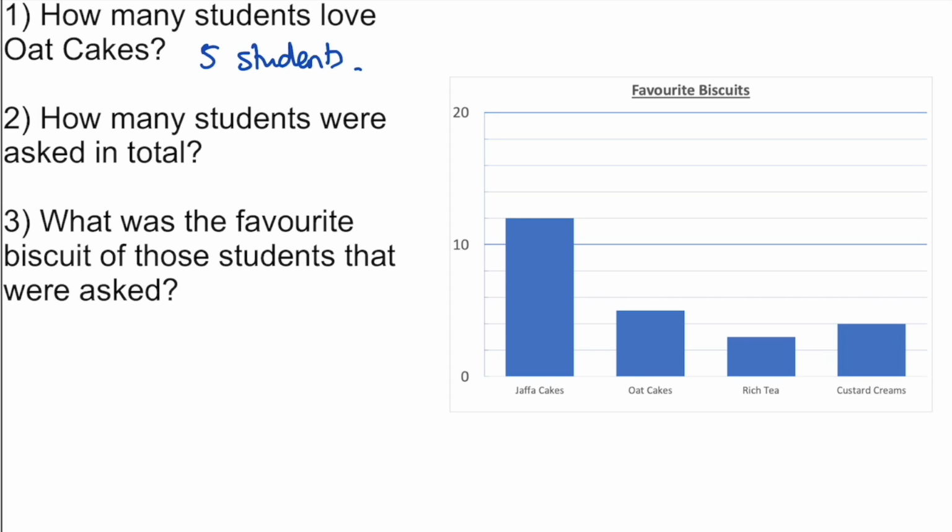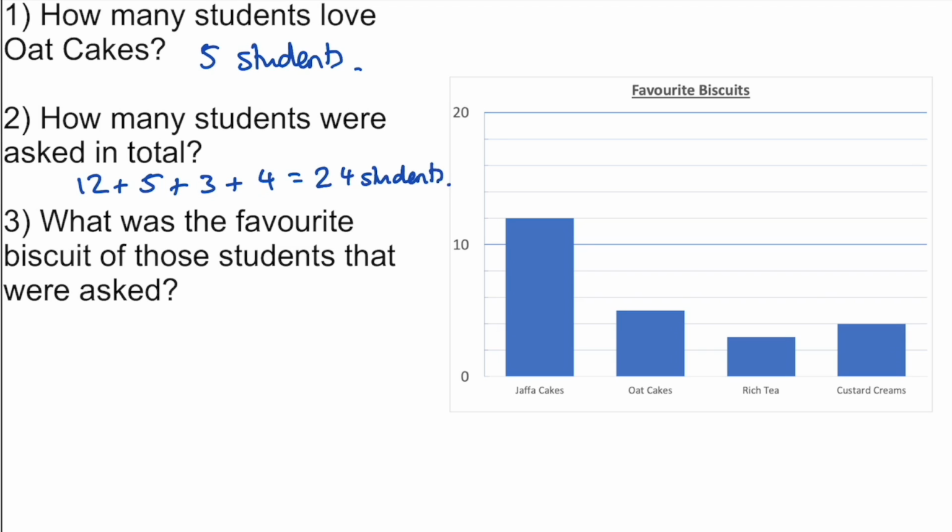So how many students were asked in total? What you're going to do is add up all the different numbers that you see here. For the number of people that like Jaffa cakes, it's 12. The number of people that like oatcakes, we know is 5. The ones that like rich tea, it's 3 because this line here represents 2, that line represents 4, so that must be 3. And then finally, custard creams, it's on the line for 4. If we add up all those numbers, we get that the final number is equal to 24 students.